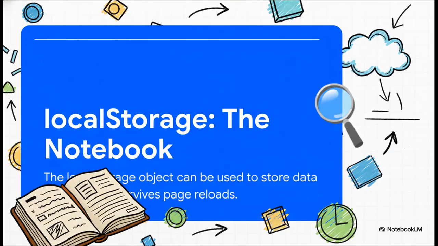First up, our notebook, local storage. This is for the data that needs to survive, well, pretty much everything. You can close the tab, you can close the whole browser, heck, you can restart your computer, and when you come back to that website, the data will still be there. It's absolutely perfect for long-term stuff like user settings, theme preferences, or keeping someone logged in.